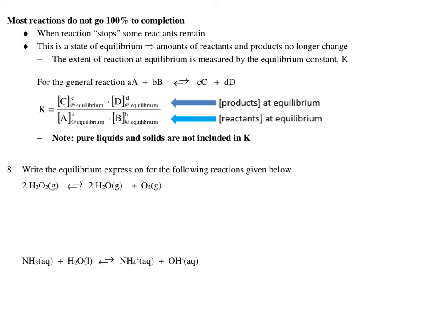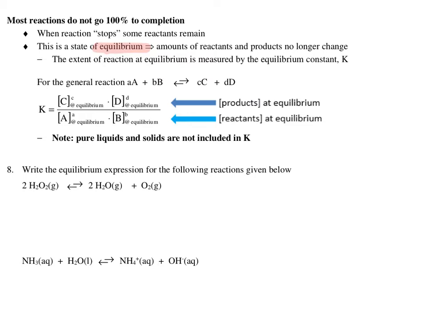Most reactions do not go 100% to completion. In appearance, the reaction stops, i.e. there's no longer any change in the amounts of reactants and products. When this situation occurs, it is said that we've reached a state of equilibrium.